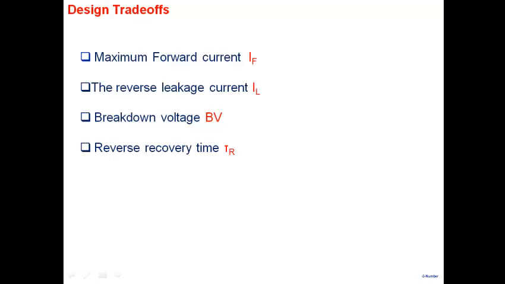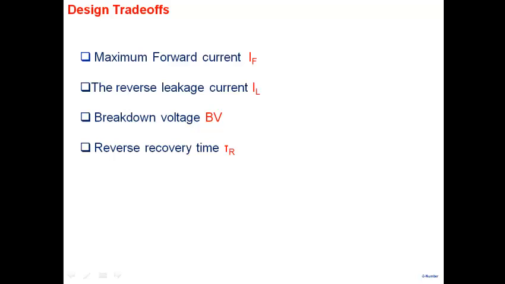So every device will have some current handling capability, the maximum current that it can handle. Every PN junction diode will have that. We call this IF. Obviously, you would like a diode to handle as large a current as possible. You would like IF to be as large as possible. Then every PN junction diode will have some reverse leakage current, IL. You would like that to be as small as possible. As I said, a PN junction diode has a breakdown voltage. As an ideal diode, you would like the breakdown voltage to be as high as possible.